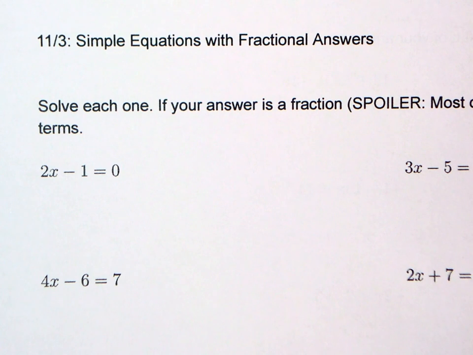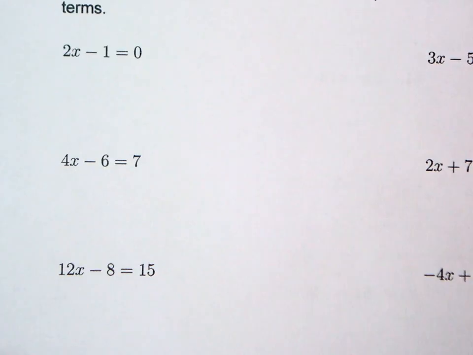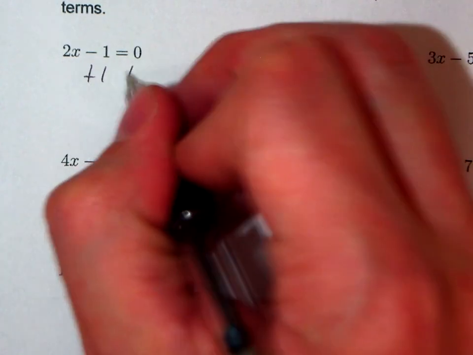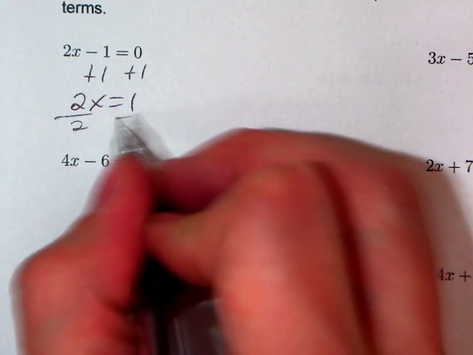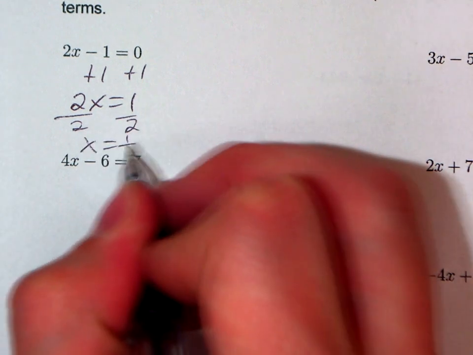November 3rd, simple equations with fractional answers. Solve each one. If your answer is a fraction, spoiler, most of them will be, reduce it to the lowest terms. To begin with, we add 1 to both sides, and we get 2x is equal to 1. We divide by the coefficient, and we get x equals 1/2.